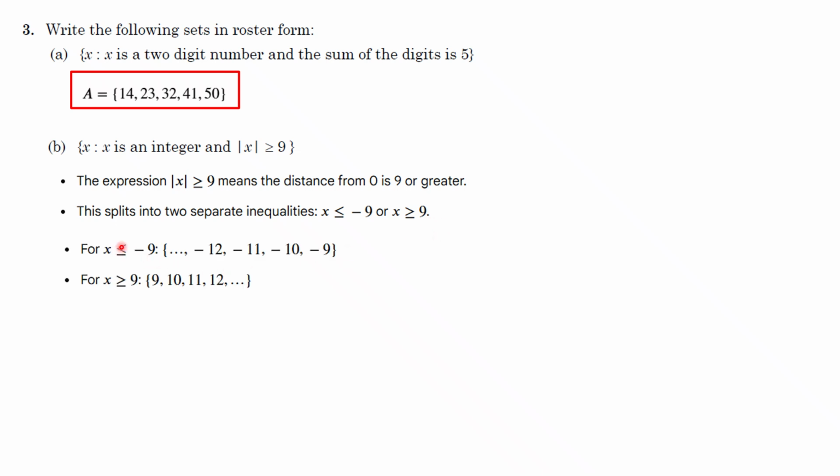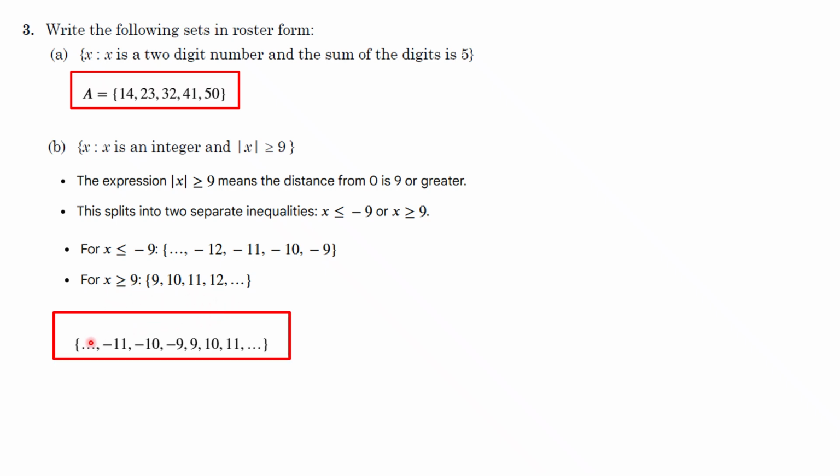So x less than or equal to minus 9 means it will be minus 12, minus 11, minus 10, minus 9 and so on after minus 12 also. For x greater than or equal to 9 it will be 9, 10, 11 and 12. So if you combine, this will be your set. It will go from infinity to infinity, but the elements included will be minus 11, minus 10, minus 9 and then 9, 10, 11 and so on. So you should know how this inequality is getting split.